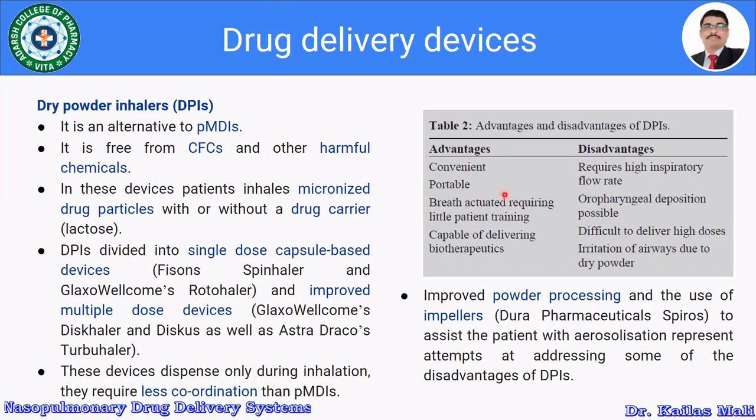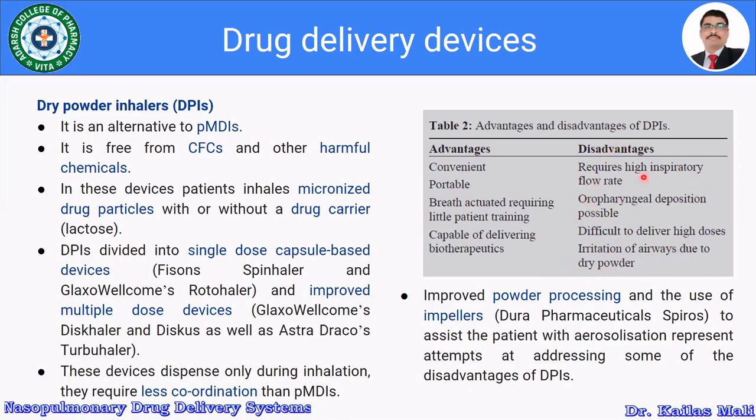Let us see the advantages and disadvantages of the dry powder inhalers. Dry powder inhalers are convenient, portable, breath actuated, requiring little patient training, and capable of delivering biotherapeutics. Disadvantages are that they require a high inspiratory flow rate as we are delivering powder. There might be chances of oropharyngeal deposition, it is difficult to deliver high doses, and there may be irritation of the airway due to the dry powder. So these are certain disadvantages of the dry powder inhalers.